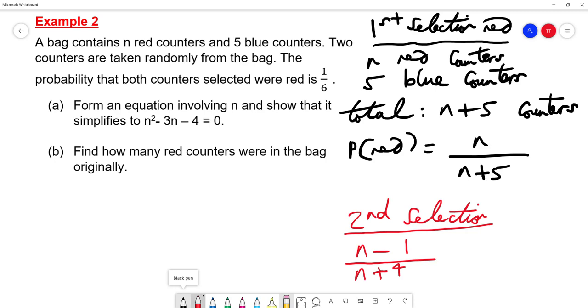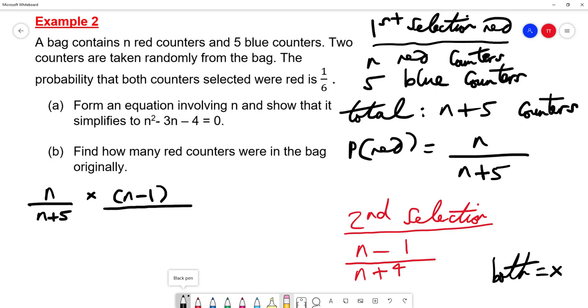So now that we've got that, we know that the key word here, both, means multiply. So we're going to take the first probability, n over n plus 5, multiply that by n minus 1 over n plus 4. Whenever you've got more than one term in algebra and you're multiplying it, it's good to put a bracket around it. So this is now equal to a sixth.